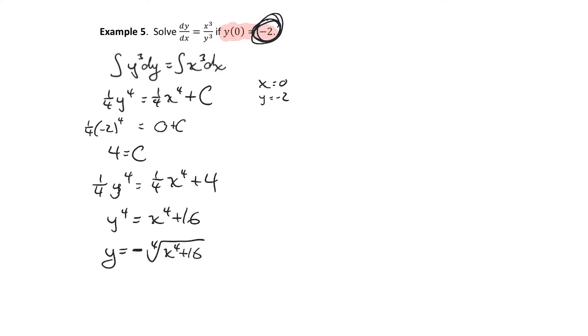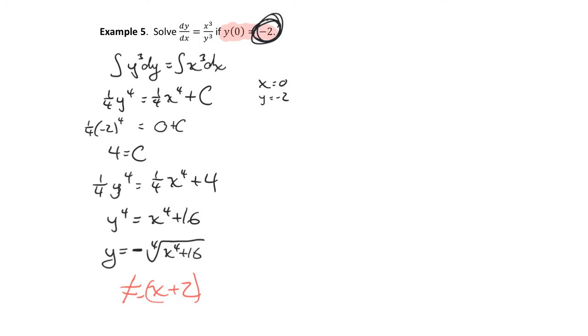Okay, now please, whatever you do, do not say this is equal to x plus 2, the 4th root, or even, okay, negative x plus 2. The 4th root does not distribute like that.